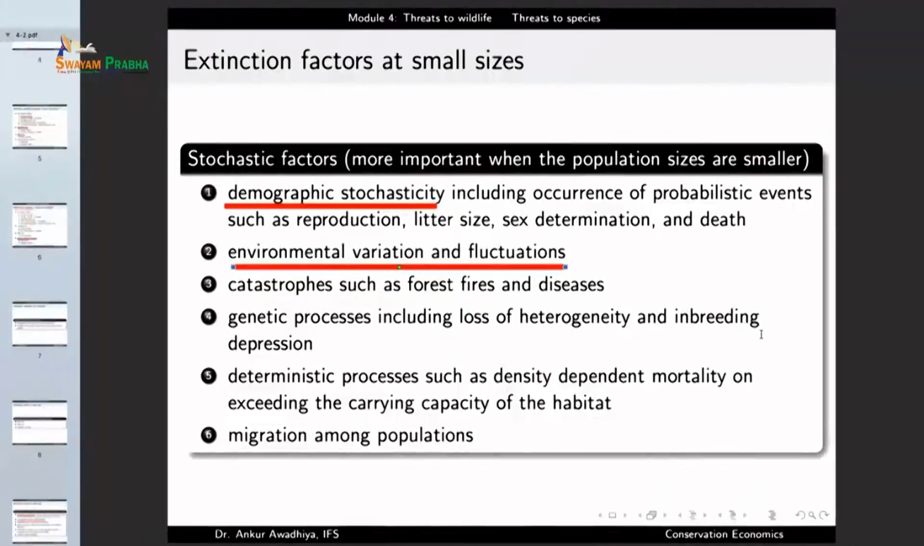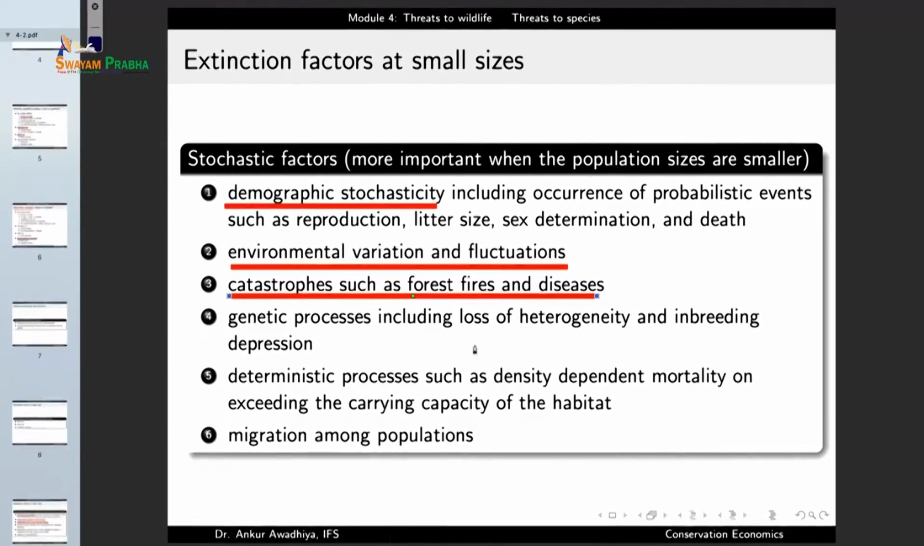But now consider a very small size population. Suppose you only started with a population that comprised of say five individuals. Now, in these five individuals, suppose three or four individuals perish in the drought. So the one or two that remain might not be sufficient to take this population back to the normal state, which is why the environmental variation and fluctuations are also stochastic factors that are very important when the population sizes are smaller. Then we have catastrophic factors such as forest fires and diseases.